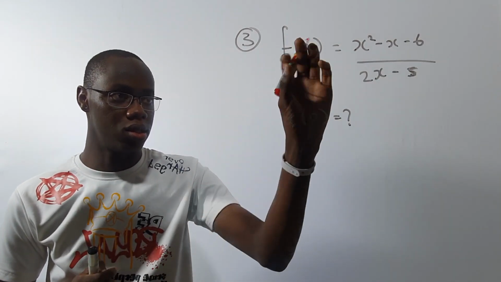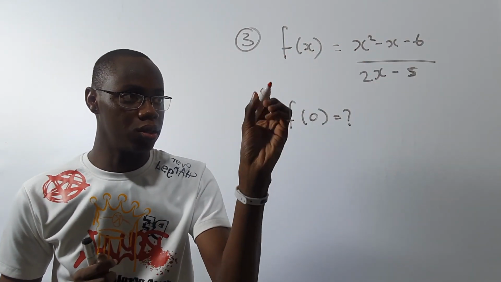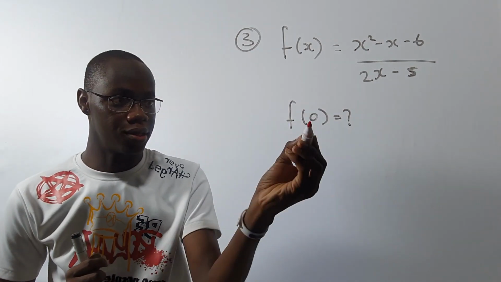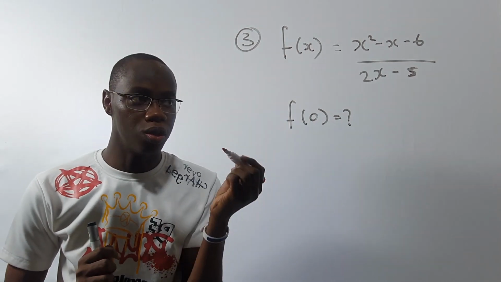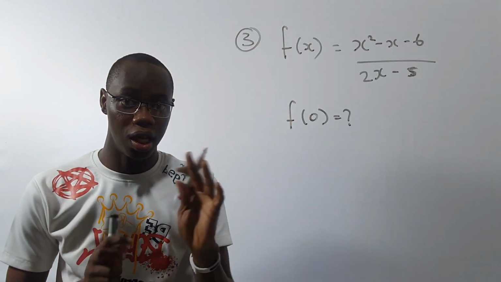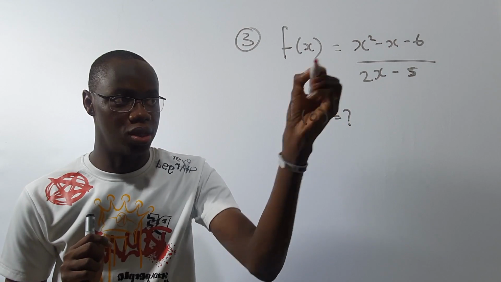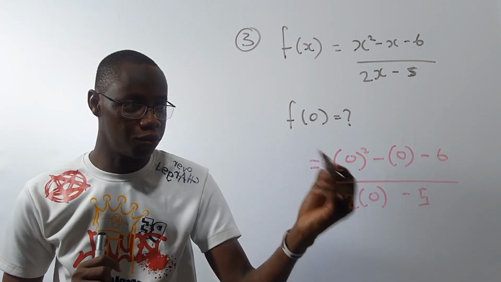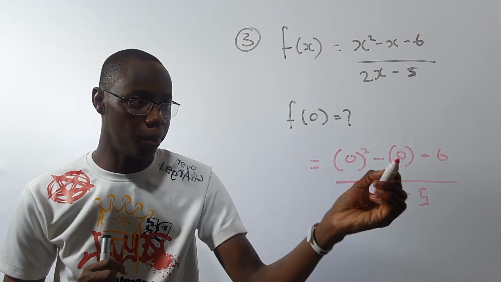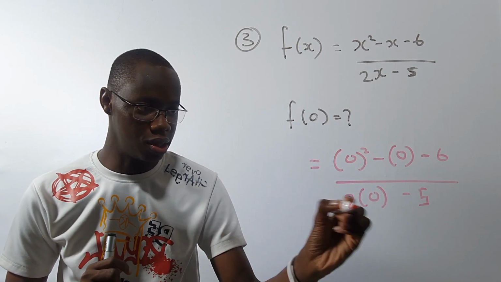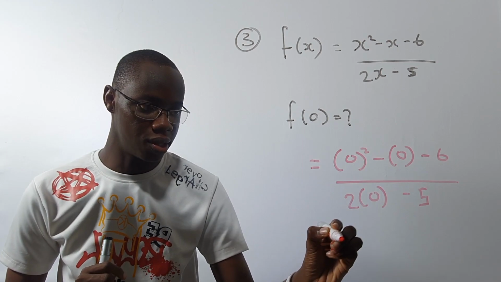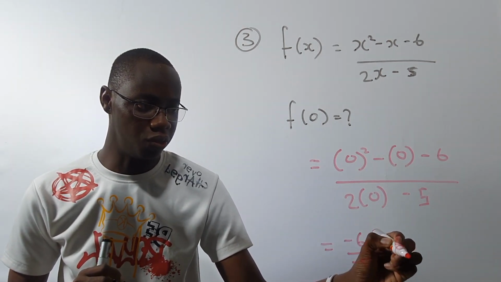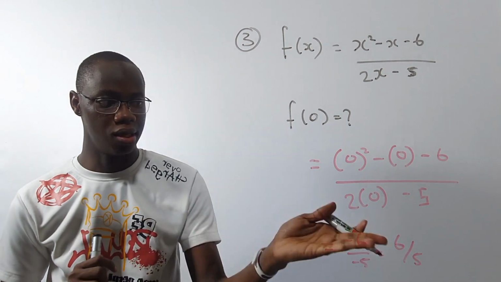Look at this question now. It's saying that this is f of x. Now they are saying f of 0 is equal to what? Meaning that wherever you see x, put 0. That's all they are saying. So all you need to do is just direct substitution. So it should look like this. And if you solve this, 0 minus 0 minus 6, and this is 0 minus 5. So the answer will be minus 6 over minus 5, which is 6 over 5. Very easy. That's the answer.